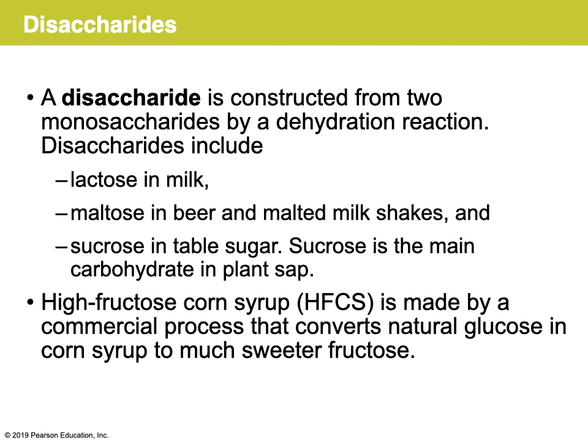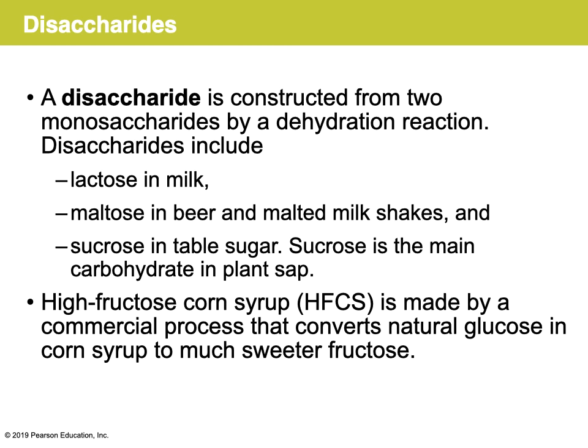Now, disaccharides are constructed from 2 monosaccharides that have been joined by a dehydration reaction or dehydration synthesis. Disaccharides include lactose in milk, maltose in beer and malted milkshakes, and sucrose in table sugar. Sucrose is also the main carbohydrate in plant sap. So if you've ever had maple syrup, the plant sap is boiled to remove most of the water so that you concentrate that sap into a solution with lots of sucrose in it.